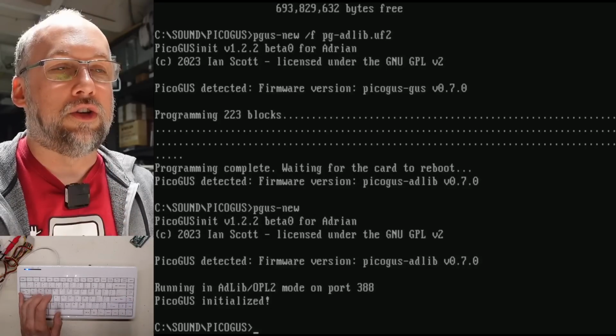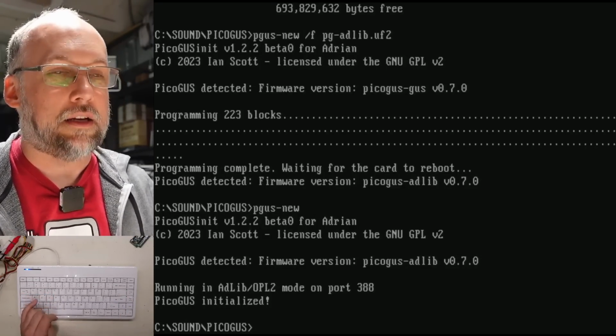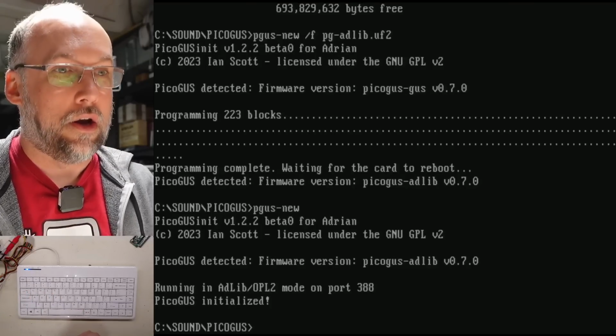So we run the init utility again. Now it says it is running in AdLib mode at port 388. It does only have OPL2, by the way, no OPL3.